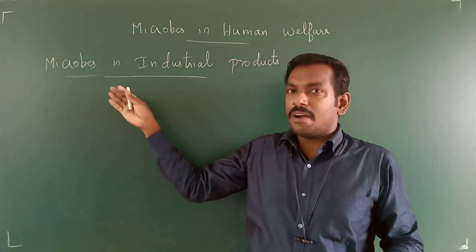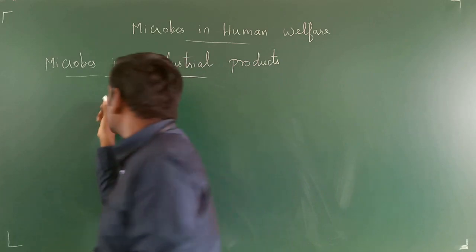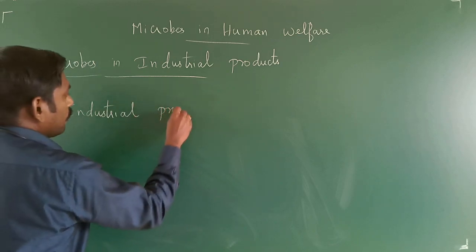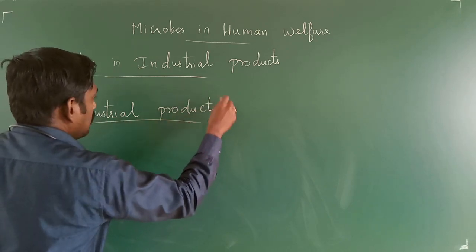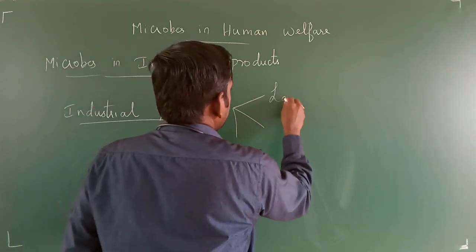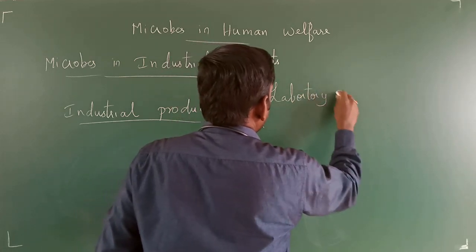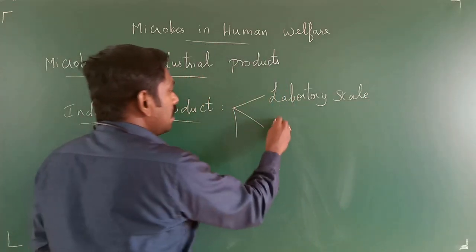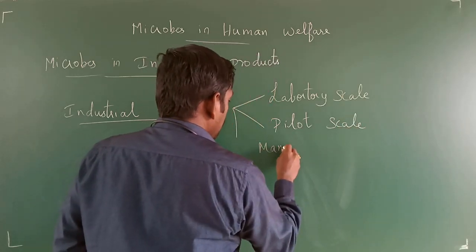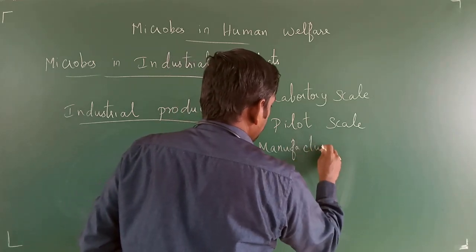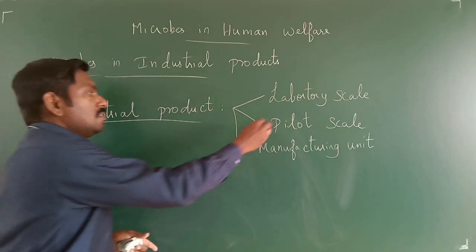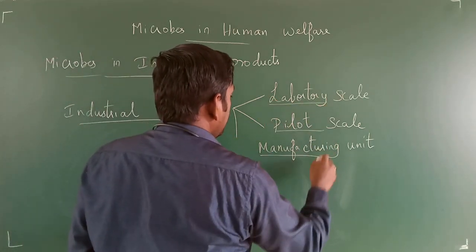At the industrial level, they formulate a product based on a scheme. Suppose we have an industrial product. First it is produced at laboratory scale, then at pilot scale, and finally it is taken into the manufacturing unit. First they check it at the laboratory level, then at the pilot level, then in the manufacturing unit.